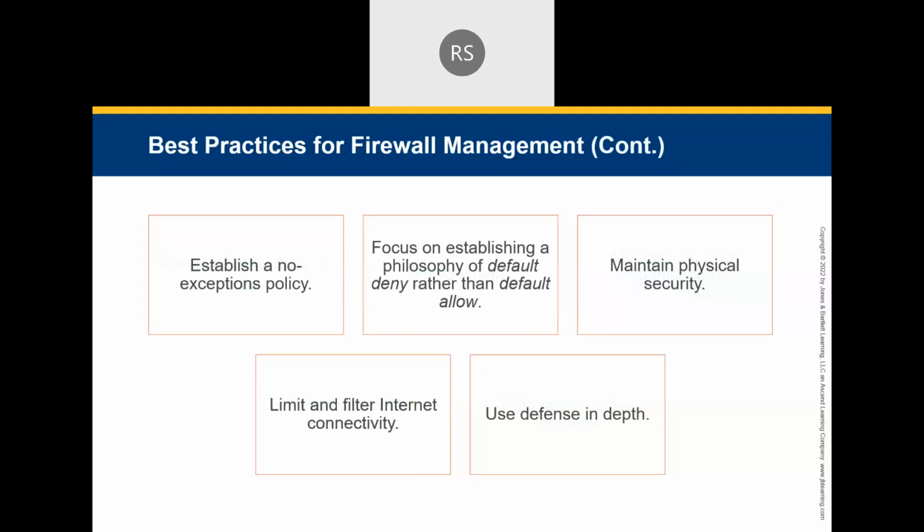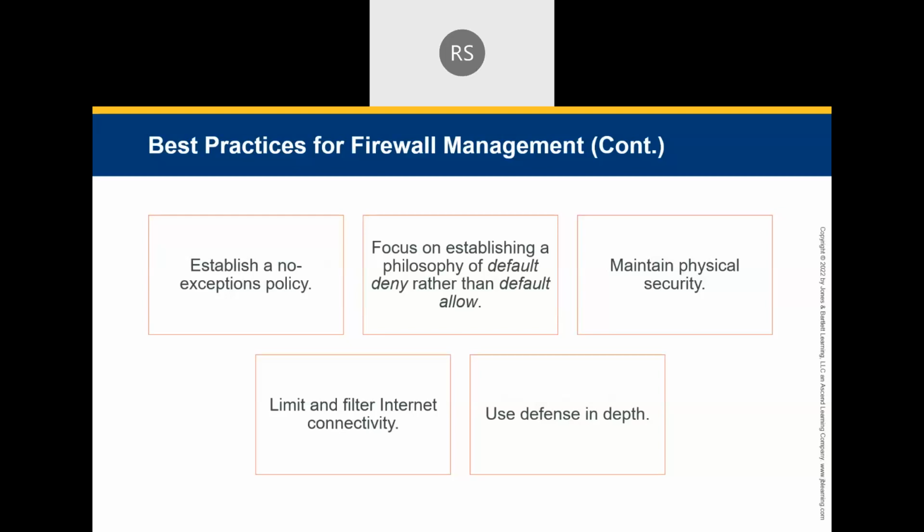Some other best practices is to establish a no exception policy. So you implement a strict policy that prohibits exceptions to the firewall rules without proper authorization. And you want to make sure you do this to ensure that all network traffic must adhere to the established firewall policies and access control rules. You also want to focus on establishing a philosophy of default deny rather than default allow. So this approach minimizes the attack surface and reduces the risk of unauthorized access to the network resources.